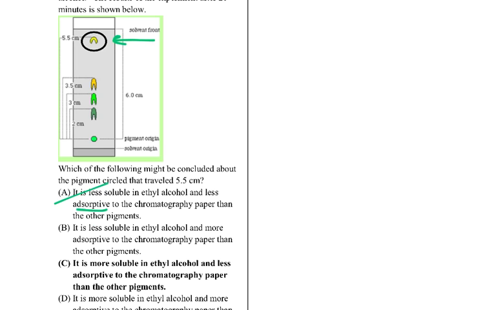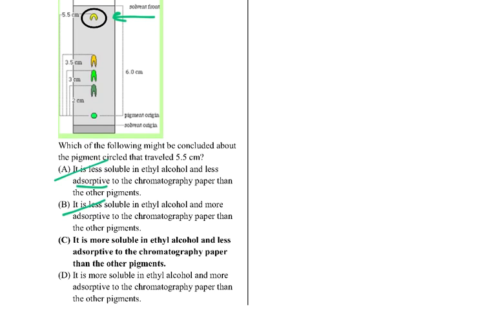It's less soluble in ethyl alcohol and more adsorptive. Well, then that would definitely push it down toward the bottom. That would not work. It's more soluble in ethyl alcohol and less adsorptive. Okay, that's the answer. Because the more soluble, the farther it's going to go. And the less that it adsorbs, the less it sticks to the paper, the farther it's going to go. So since it goes the farthest, both of those are true. And D, it is more soluble and more adsorptive. More soluble, yes, that would get it farther along, but more adsorptive would keep it back. So answer C is the best answer.